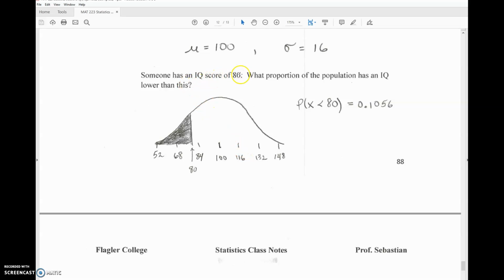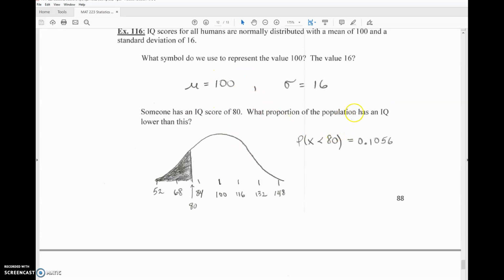Someone has an IQ score of 80. What proportion of the population has an IQ score lower than this? So that is asking for what's the proportion or the probability that X is less than 80. So I kind of drew my picture here again, a standard bell curve, the mean of 100, standard deviation is 16, so minus 16 is 84, minus another 16 is 68, so 80 is somewhere in here. So the area to the left of it is this guy.